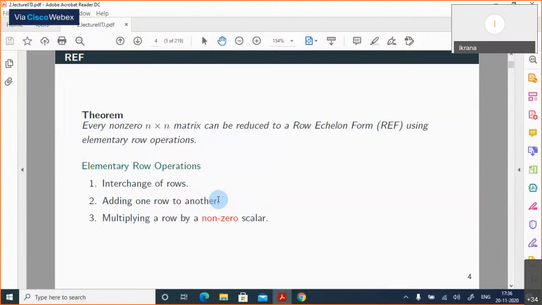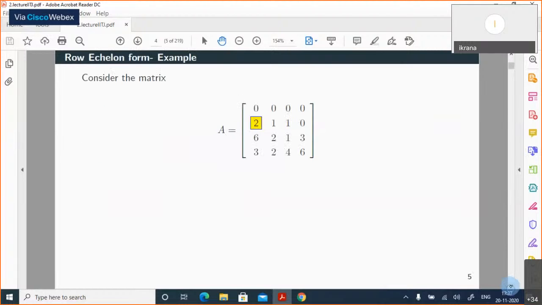And the third operation is multiplying a row by a non-zero scalar. So you are allowed to multiply by a non-zero scalar. Okay? So these are the row operations. They can be applied any number of times on the matrix. And basically, by applying these, we can reduce every matrix M cross n to a row echelon form.